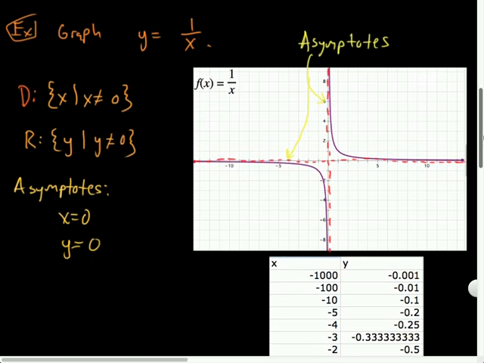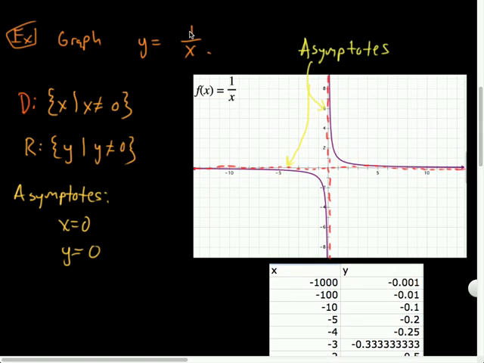And the reason is, think about this. If I have 1 divided by 10, that's a small number, 1/10, like a dime, 0.1. If I do 1 divided by 1, I get 1. If I do 1 divided by 0.1, that's like asking how many dimes go into a dollar? And you would say 10. Or if I ask what is 1 divided by 0.01, that's going to be 100.